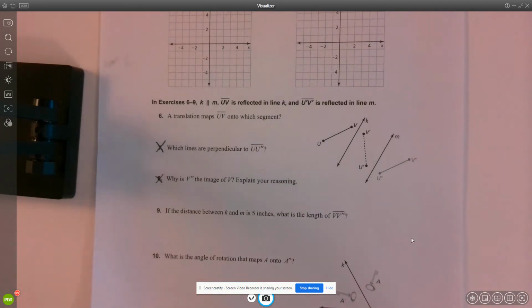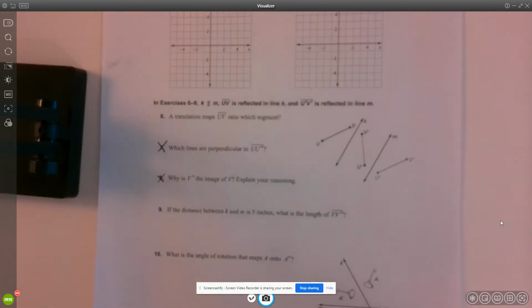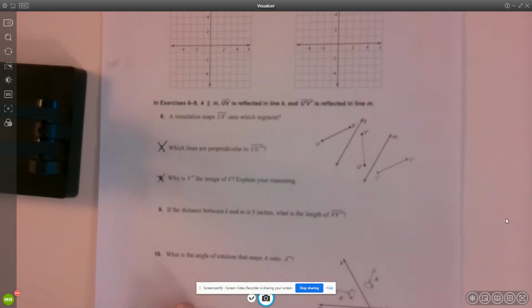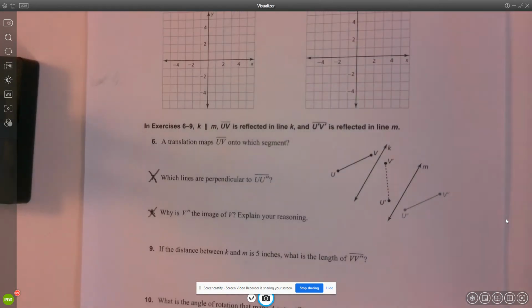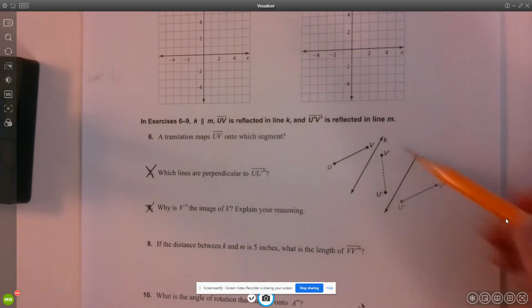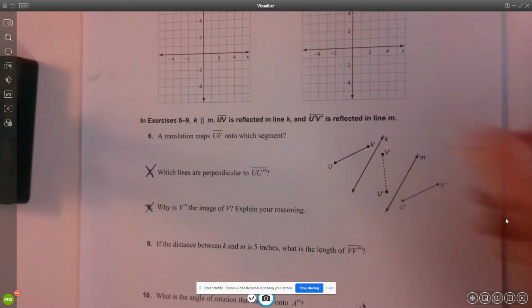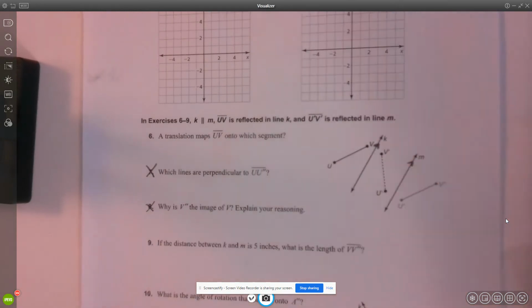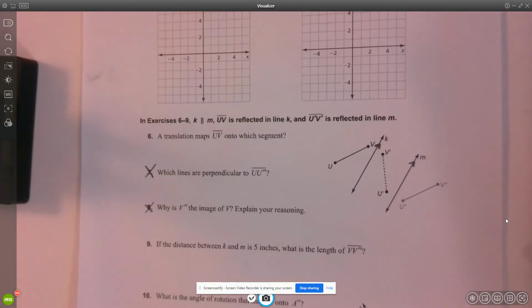And we talked about this in class, and we discovered that there were a few special properties that happen when we do these types of reflections. So in number 6, we have this figure here. It tells us that K and M, those lines are parallel. So we are going to be using our properties for reflecting figures over two parallel lines.